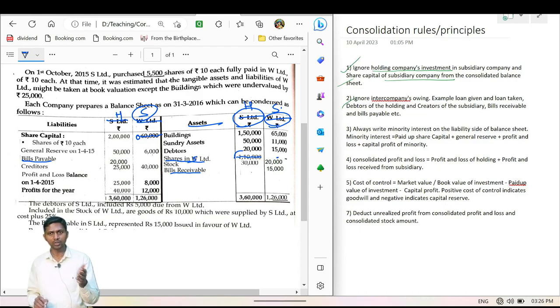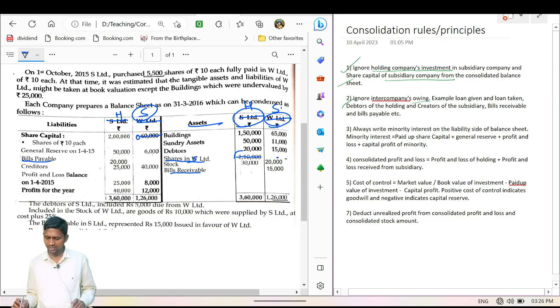Now, if you are confused about bills receivable and bills payable, then take another example: loan given, loan taken. If you give a loan to the subsidiary and also to other parties, then you should ignore only the loan given to the subsidiary. Correct? That means in your balance sheet on the asset side, you will find loan given to the subsidiary 50,000, and then after that loan given to outsiders 80,000. And in the subsidiary's balance sheet on the liability side, loan taken from holding 50,000, and from others. We are concerned with that common part, 50 and 50. Outsiders we do not consider at all, correct? Therefore, as per this rule, you should ignore that common part, the intercompany owings, 50,000.